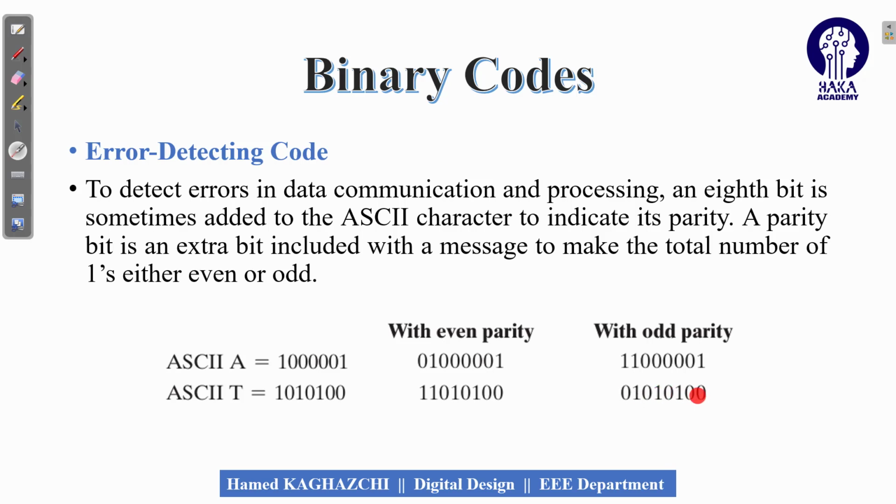Similarly for this case, using this method, the sending and receiving systems can understand, especially the receiving system, whether we have an error in the code or not, because it always checks the number of ones in the case of even or odd parity.